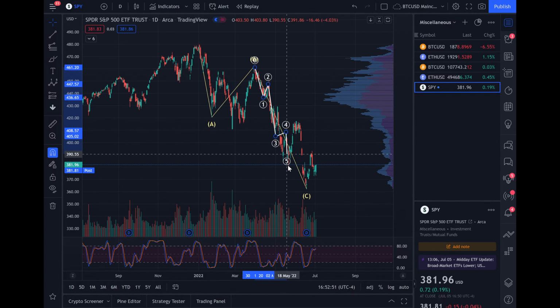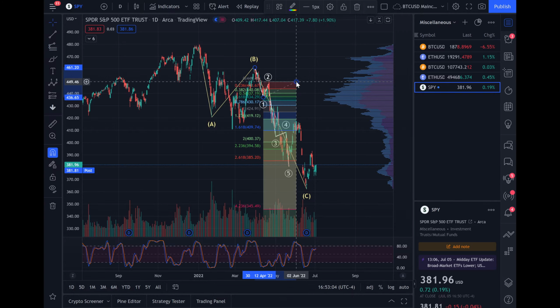And what I can do just to confirm this is use the extension tool and see the relationship, the extension of 3. I hope that makes sense. Yeah, so this is correct. When I say correct, it's most likely to be correct, because your wave 3 extends to between 1618 and 2 of wave 1. So this is where wave 3 falls. Then wave 4 goes up, probably like this.